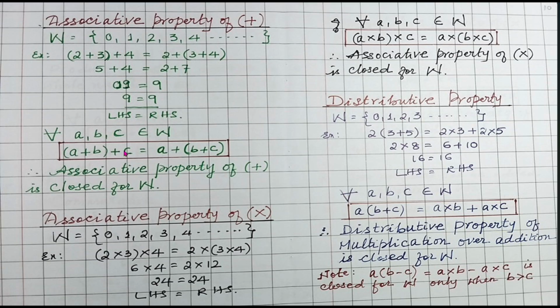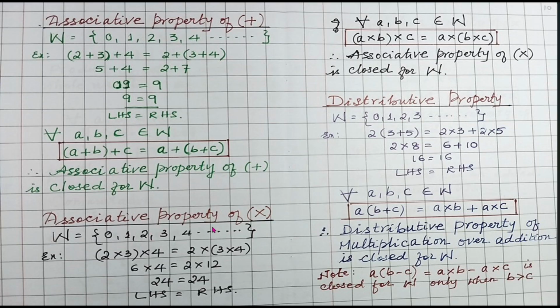That means A plus B plus C. B is added to A and then added to C. Here B plus C is added first, then added to A, we get the same answer. And to explain this in whole numbers, if you take 2 and 3 and 4 as whole numbers, 2 plus 3 gives us 5, and when we add to 4 we get 9. 3 plus 4 gives us 7. When we add to 2 we get 9. LHS is equal to RHS, and therefore the associative property of addition is closed for a set of whole numbers.